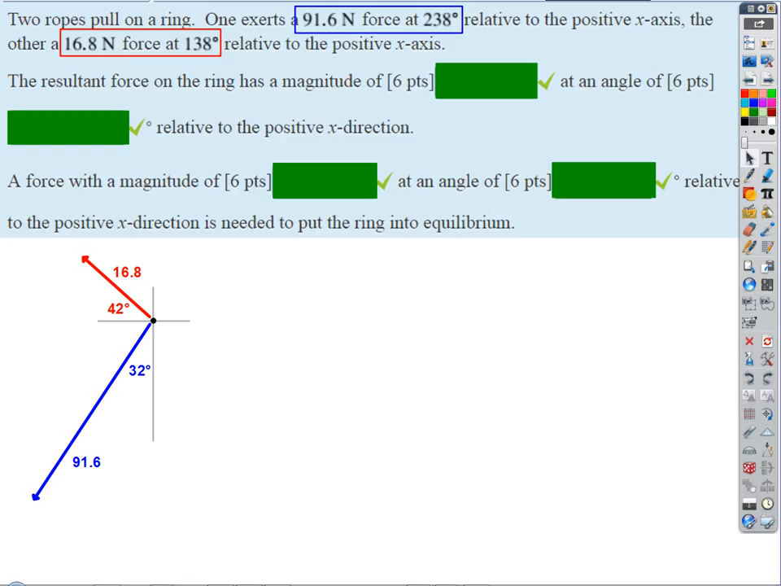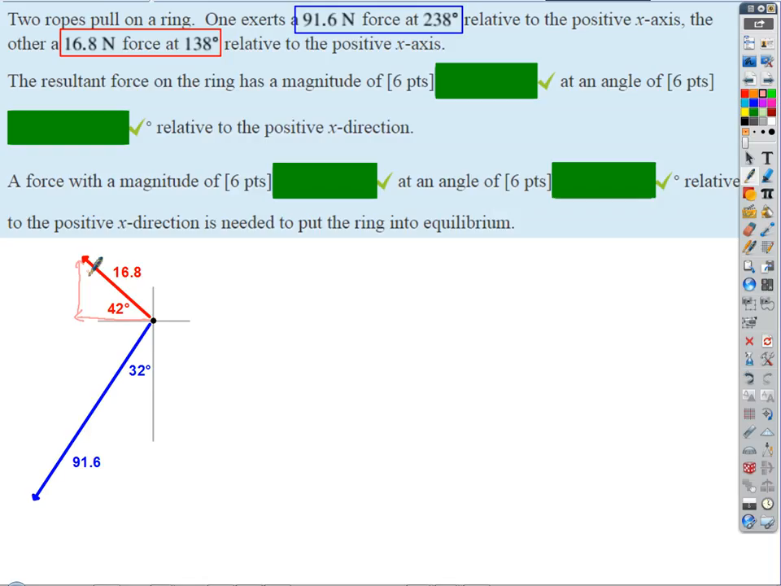Everybody see that? So 138 degrees is going to be 42 degrees less than 180, right? So I could make this my 42 degree angle, and I could break this vector up, the 16.8, into components. There's going to be the horizontal component and the vertical component, right?